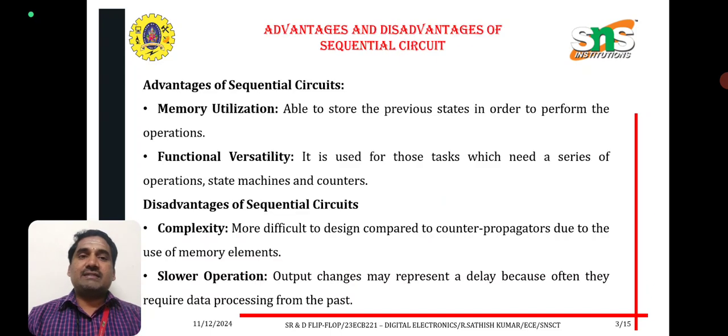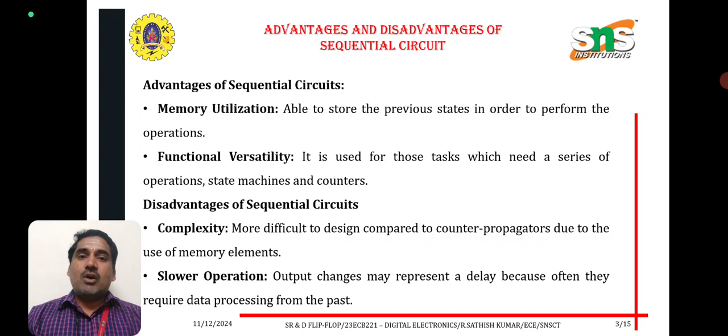Advantages and disadvantages of sequential circuits: memory utilization and functional versatility. Memory utilization: it is able to store the previous states in order to perform the operations. Functional versatility: it is used for those tasks which need a series of operations, such as state machines and counters.